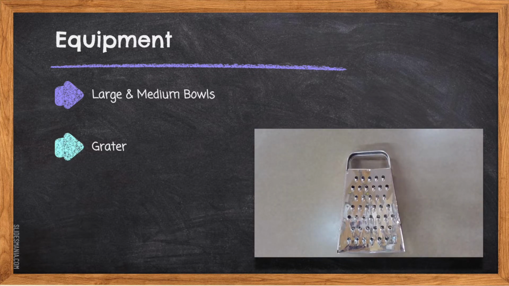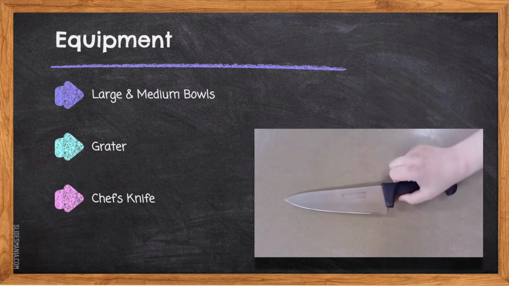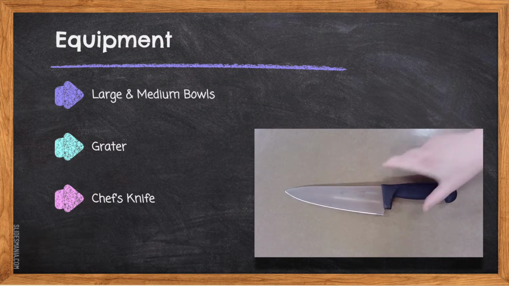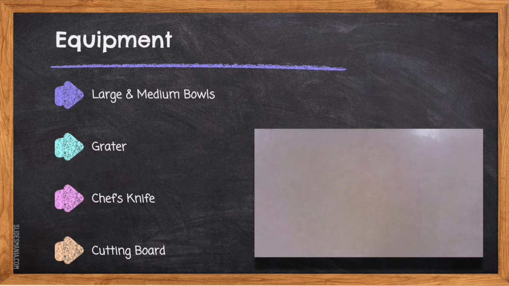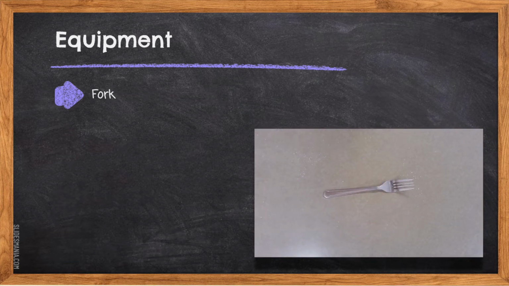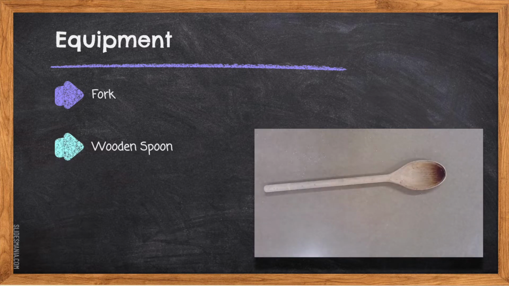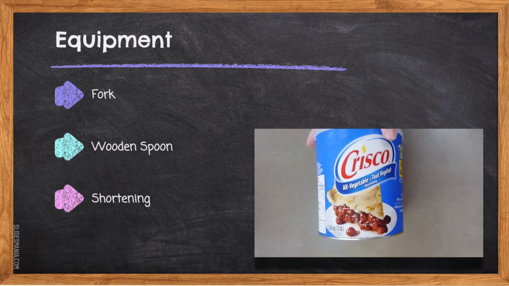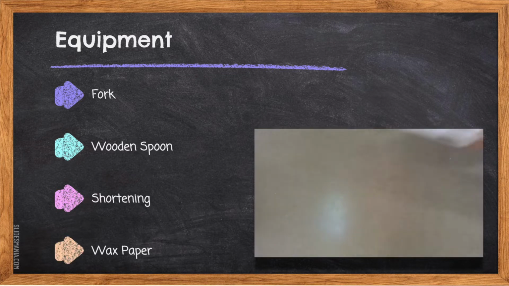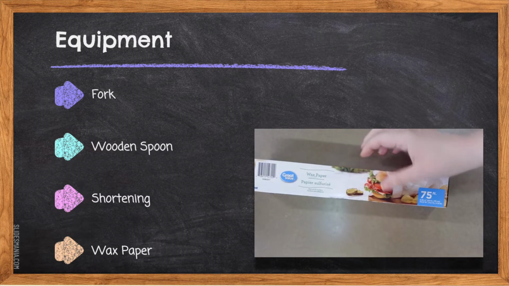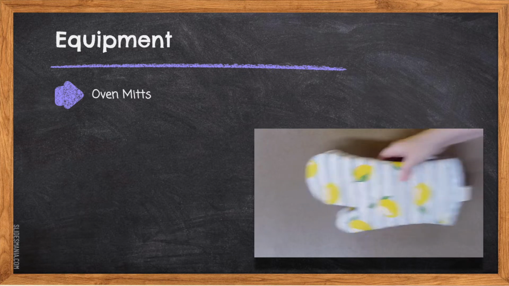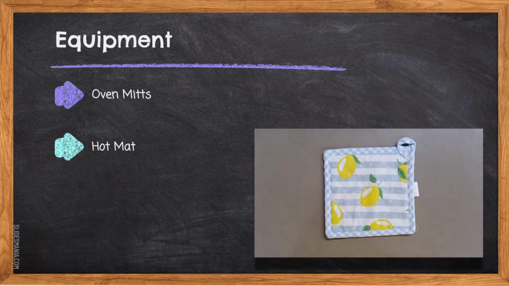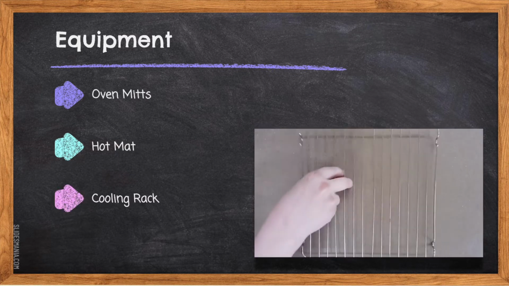grater, chef's knife, cutting board, a metal fork, wooden spoon, shortening needed for greasing the muffin tin, wax paper, also for greasing the muffin tin, oven mitts, hot mat, and finally, a cooling rack.